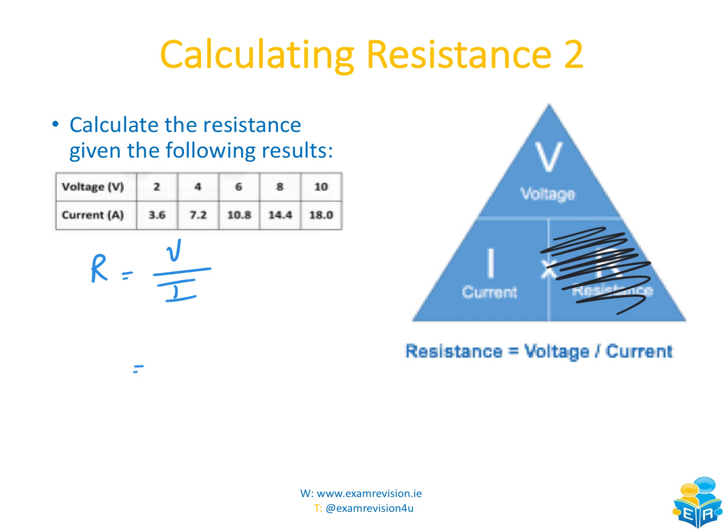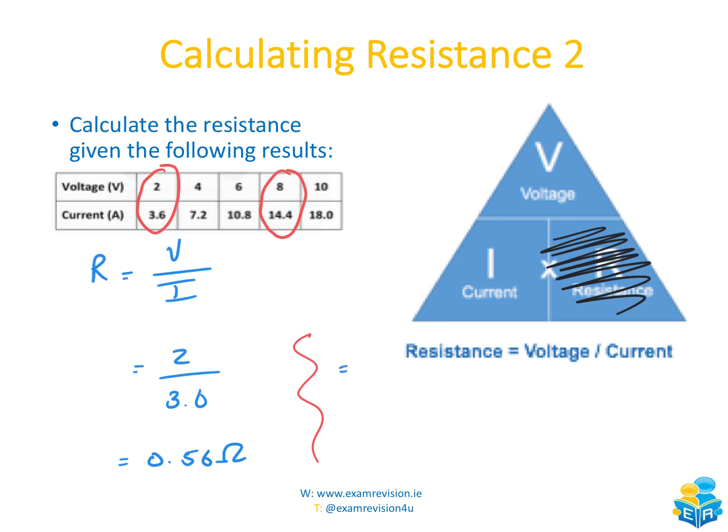I'm going to do 2 of them just to show that you actually get the exact same answer. So I'm going to pick the first one, and we'll also do the last one over here as well. So in the first one, what's the voltage? Well, it's 2. What's the current? It's 3.6. And when we work that out, we will get that that's equal to 0.56 ohms.